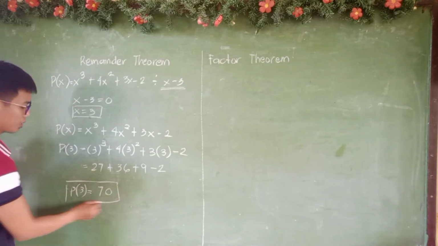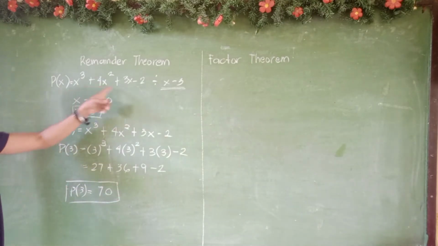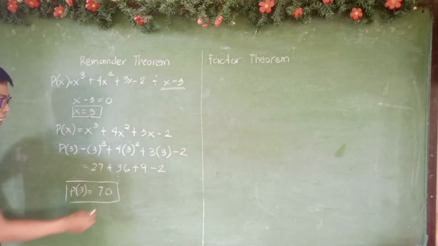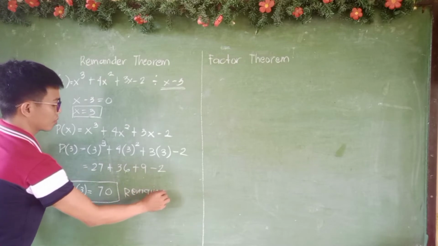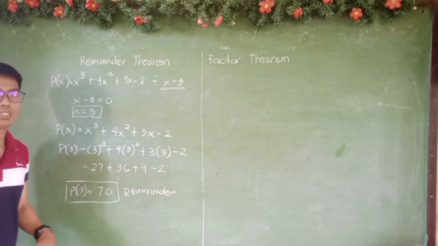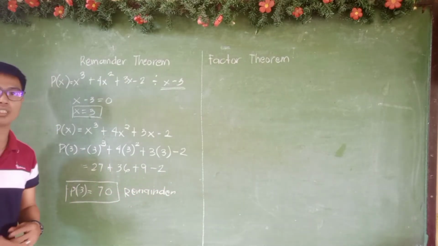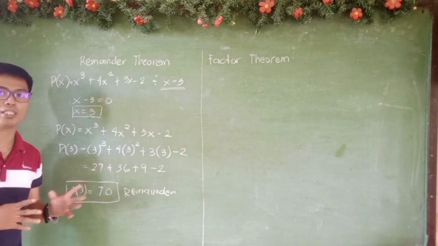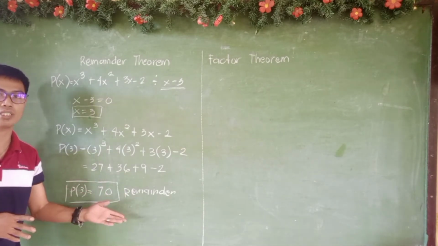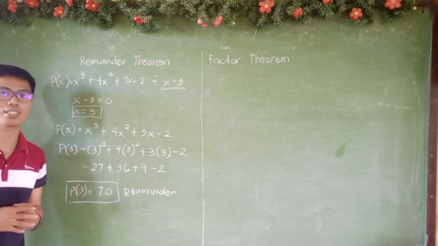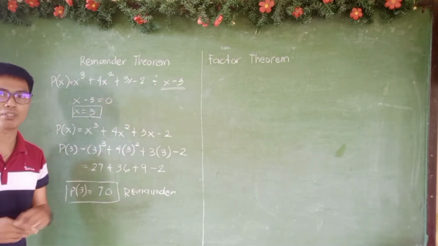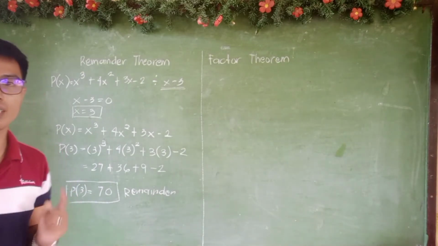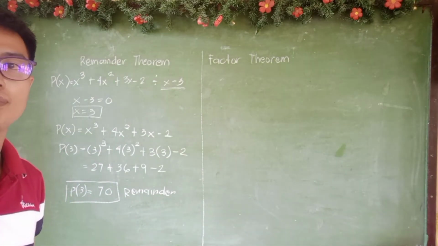So that means, if we divide the given polynomial by x minus 3, the remainder is 70. And that is how you use the remainder theorem in determining the remainder of a given polynomial. You can check your answer if it is correct using the synthetic division para mas madali na siyang i-divide. And that is for our first example. So let's have another example.